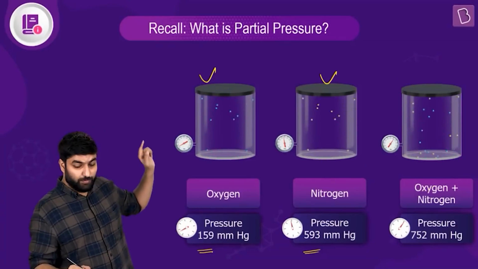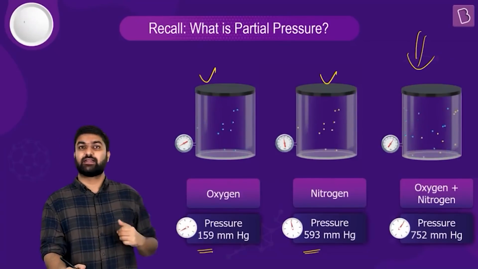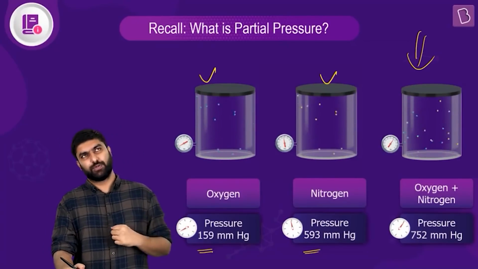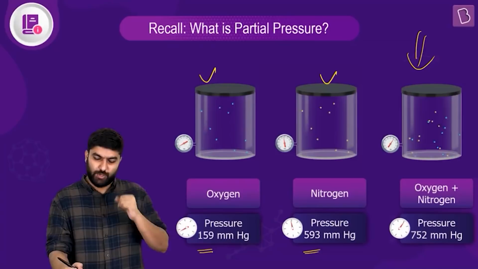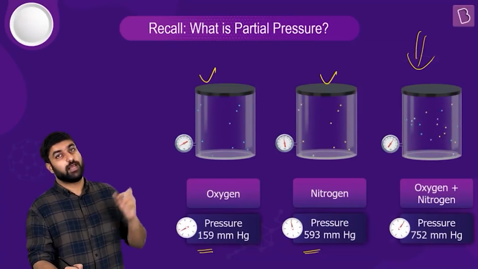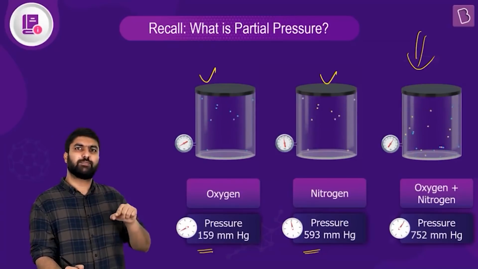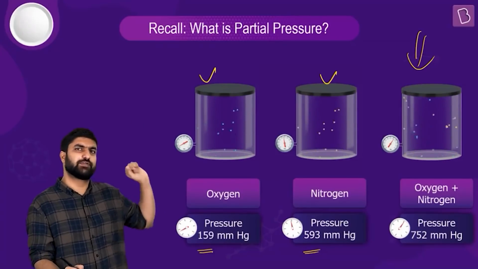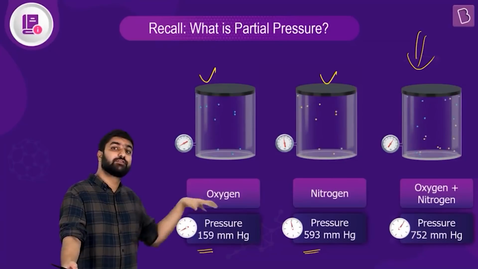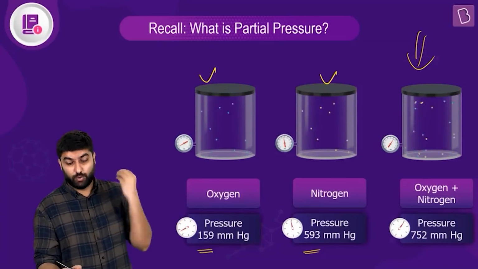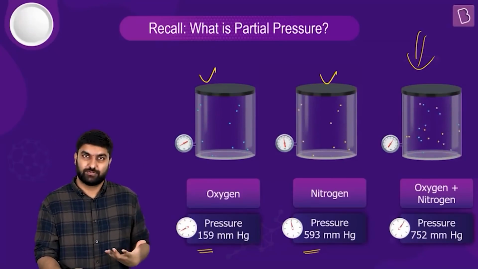So in the rightmost container, there is some pressure which oxygen is applying, and some pressure which nitrogen is applying. So the total pressure is the pressure of oxygen plus the pressure of nitrogen, but their individual pressures are referred to as partial pressure.